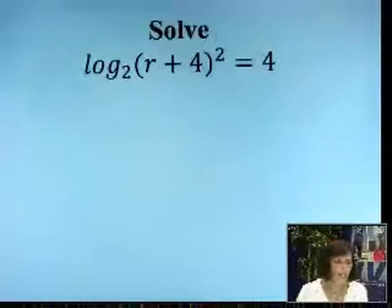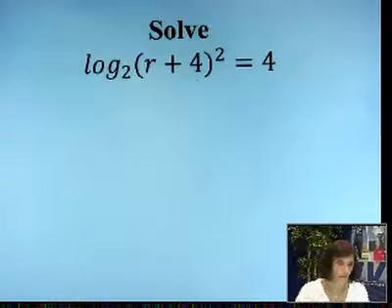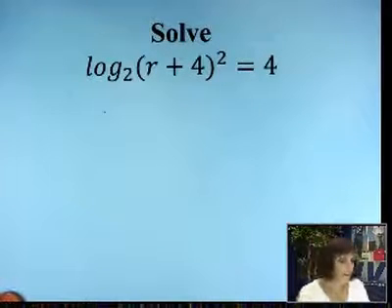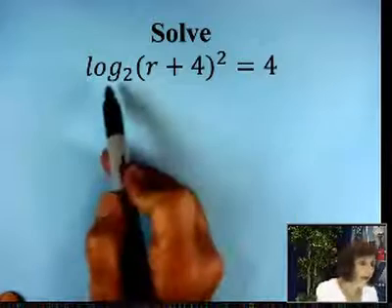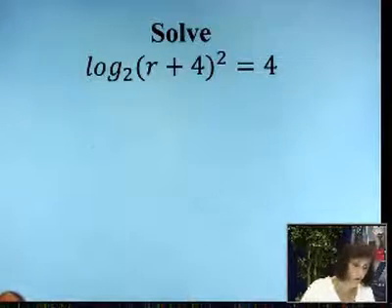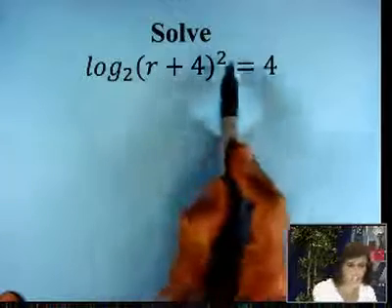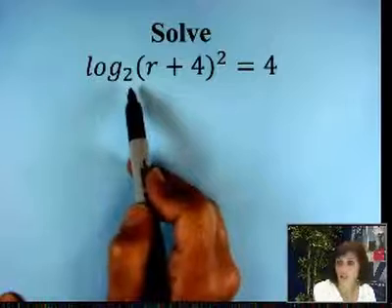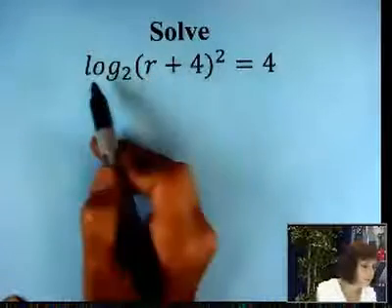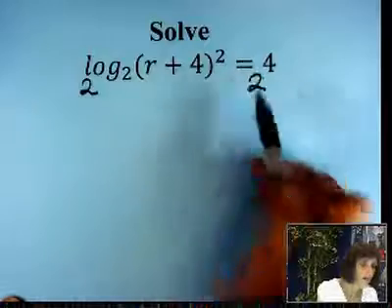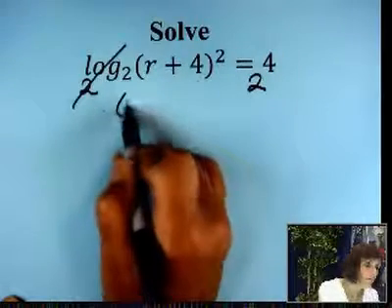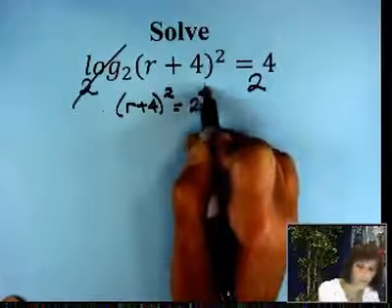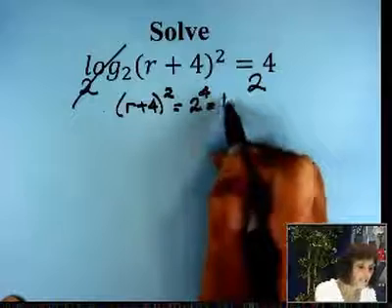Alright, let's look at this problem. I have log base 2 of (r plus 4) to the second power equals 4. Okay, what can I do? This is log base 2. Take 2 to the power of both sides. These two will go. So you have (r plus 4) squared equals 2 to the 4. 2 to the 4 is 16.